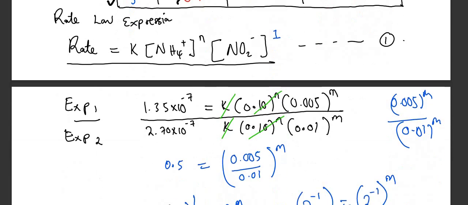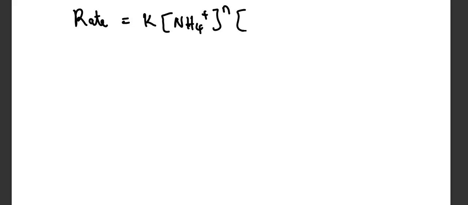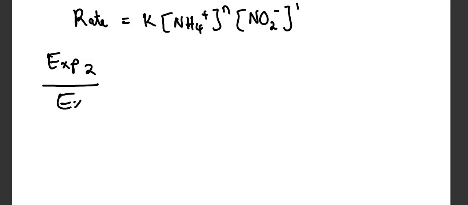So we're going to go back to our rate law. The rate is equal to K times [NH4+] to the power of N, times [NO2-] to the power of M. We know what M is: it's 1. So we're dividing experiment 2 by experiment 3. Why are we doing that? Because we want to get the value of N. We don't know what N is.